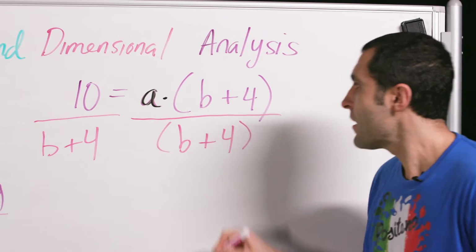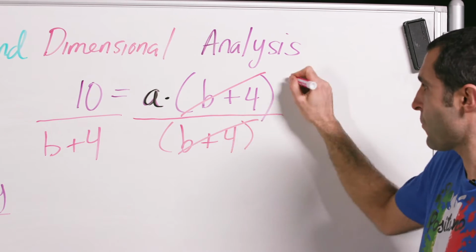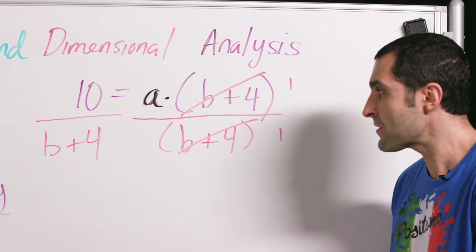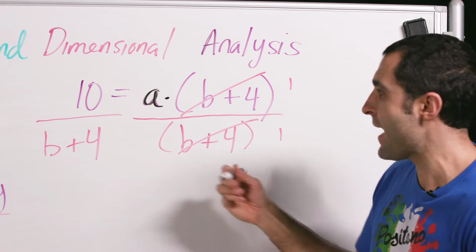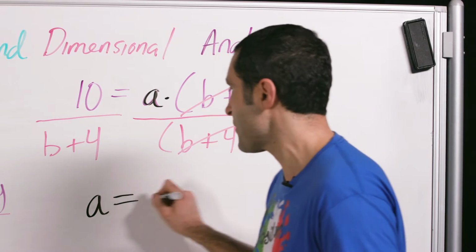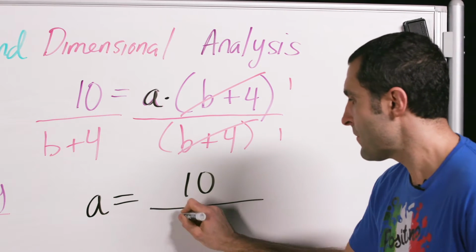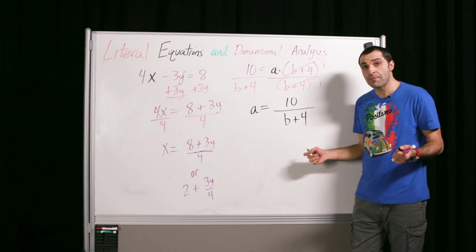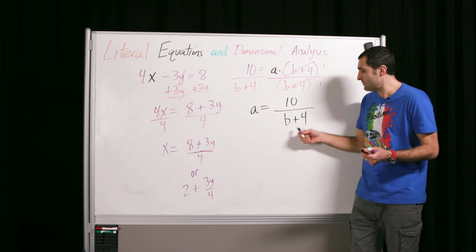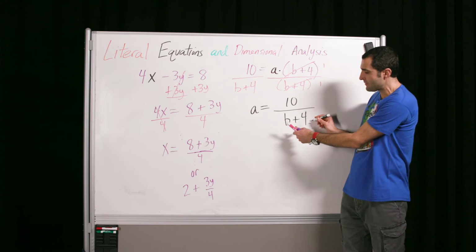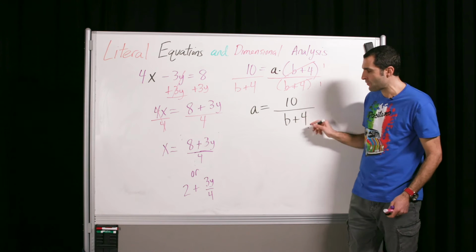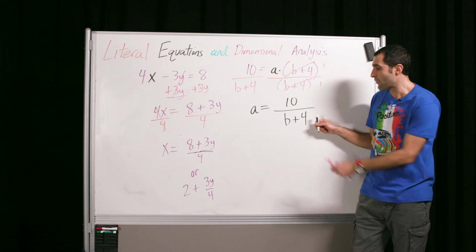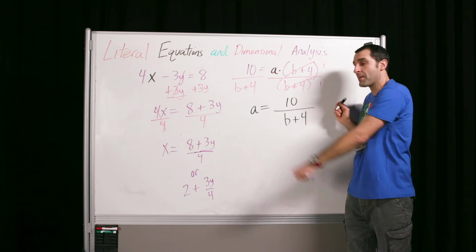Here we go. b over 4 plus itself is 1. And we are done with the problem. This is a equals 10 over b plus 4. There you go. This does not simplify further either. b plus 4 is a single factor, and nothing about b plus 4 would cancel with 10. Not even the 4. It's tied as one denominator.